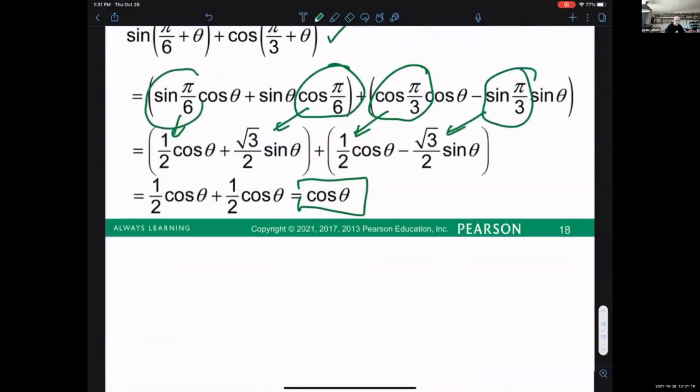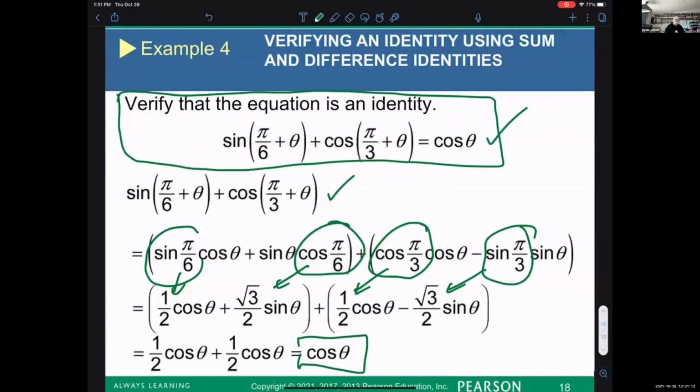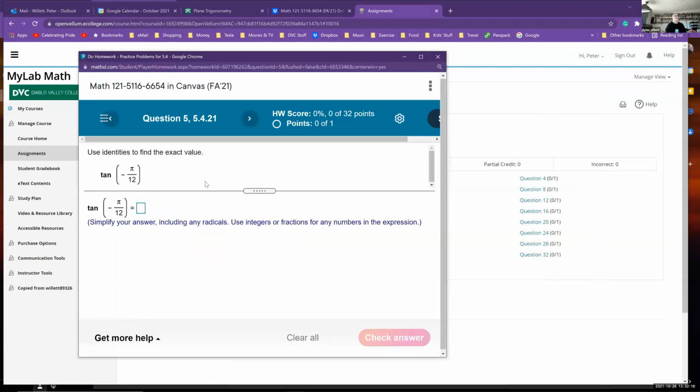Well, there's a blank slide. I guess that's the final slide. And that's the final example of the section. So use the identities to find the exact value. And again, I have a hard time writing with my mouse, so I'm going to copy this over. So we're looking at tan of negative pi over 12. And we're supposed to find the exact value.